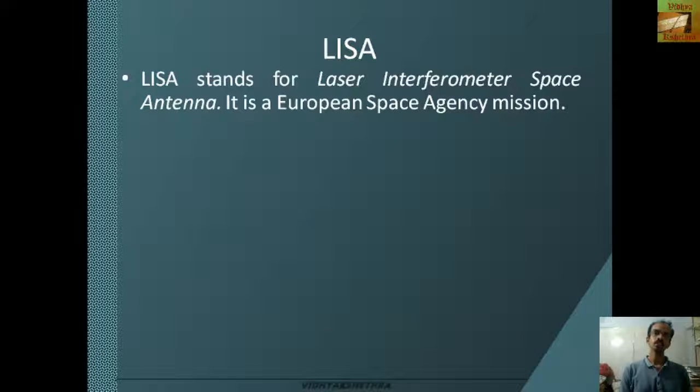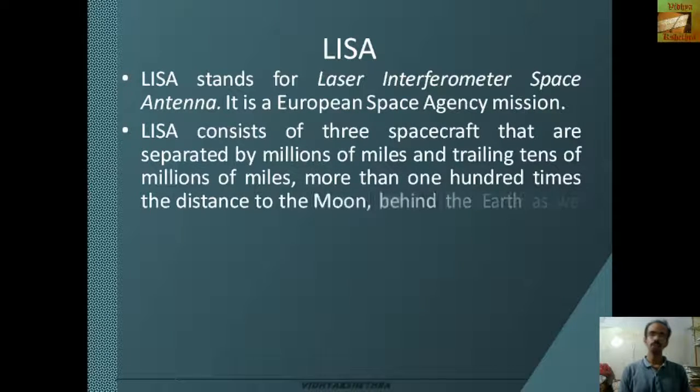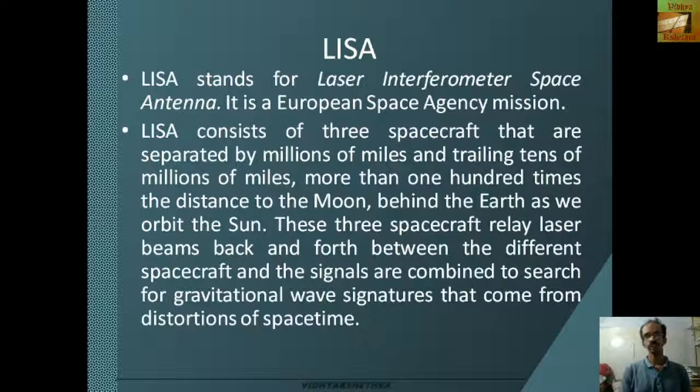Now LISA. LISA stands for Laser Interferometer Space Antenna. It is a European Space Agency mission. And this one is newer than the other project. LISA consists of 3 spacecraft that are separated by millions of miles and trailing tens of millions of miles. These 3 spacecraft send laser beams back and forth between the different spacecraft, and the signals are combined to search for gravitational wave signatures that come from distortions of space-time. As in the case of LIGO, here also the change in the laser beam's timing is considered to detect the change in distance. These are highly sensitive, and these 3 spacecraft actually form an equilateral triangle.